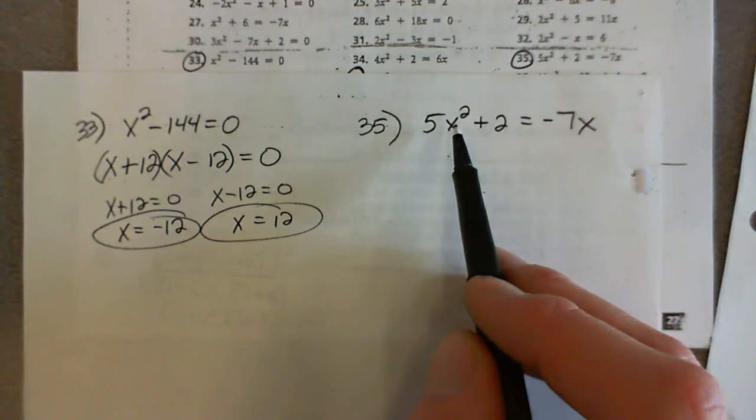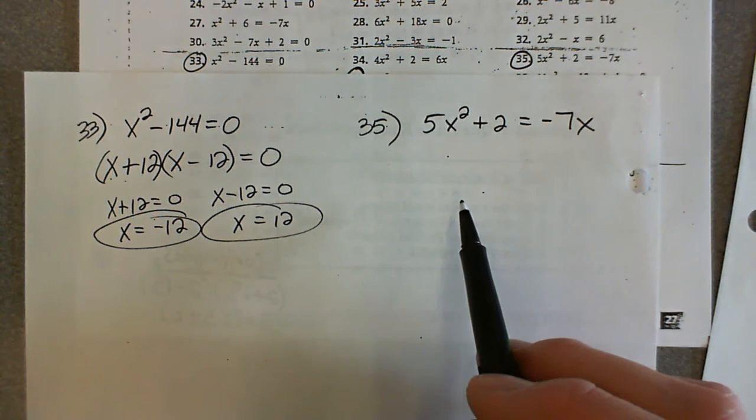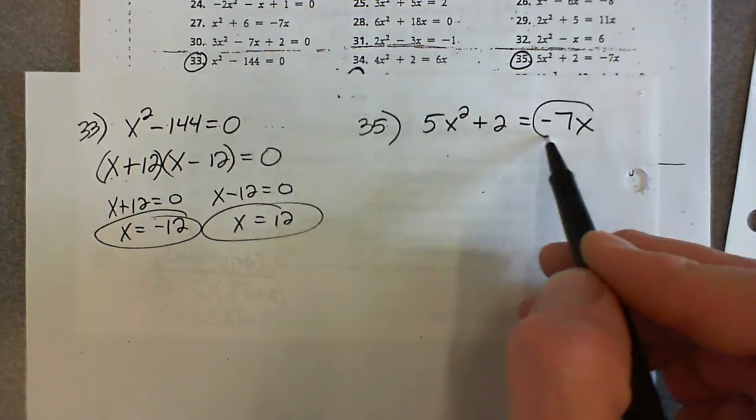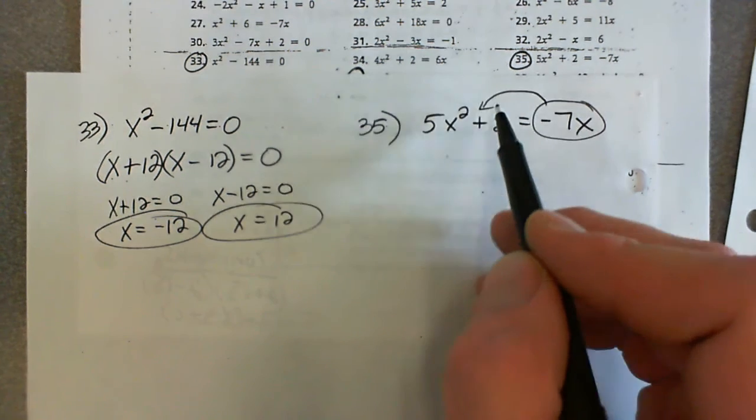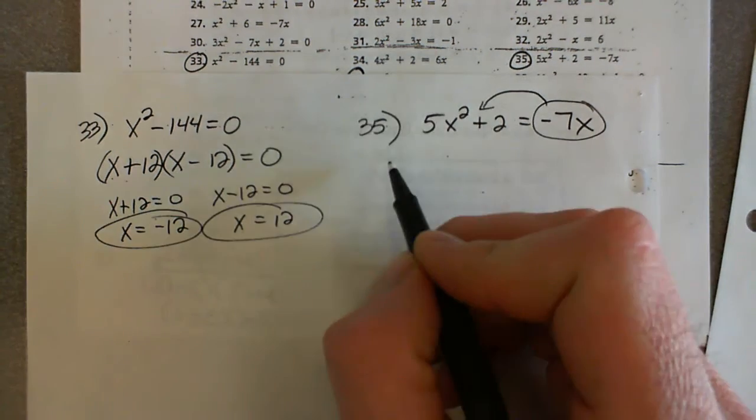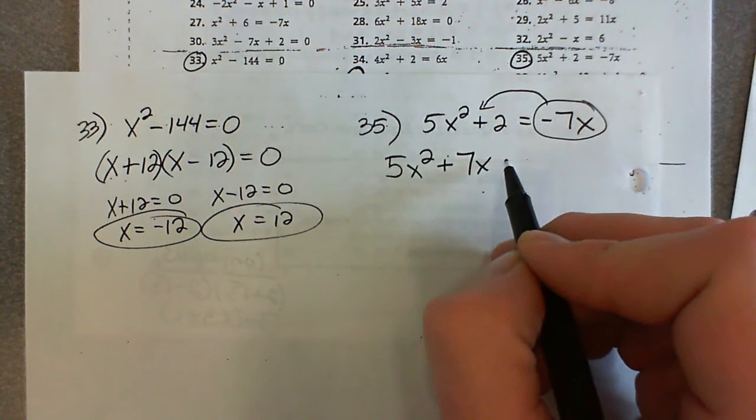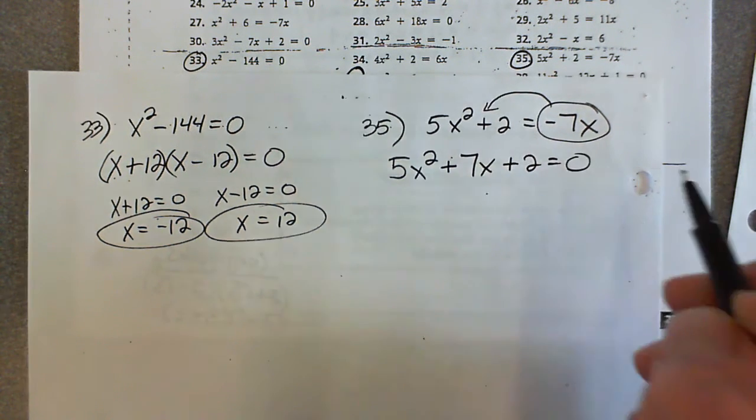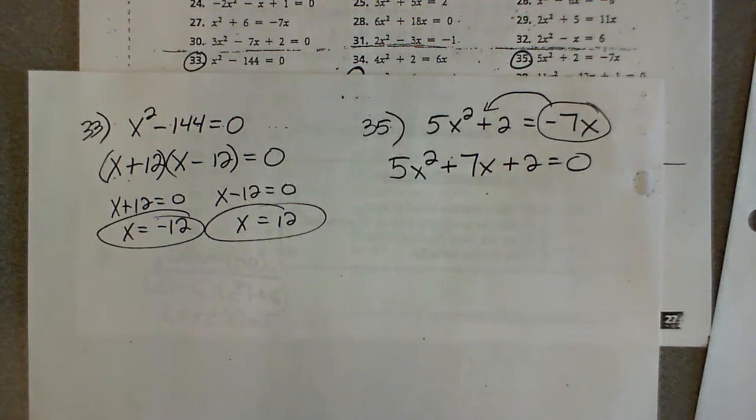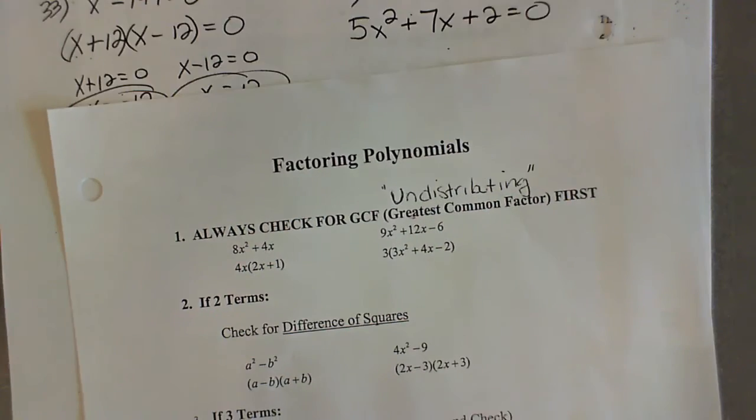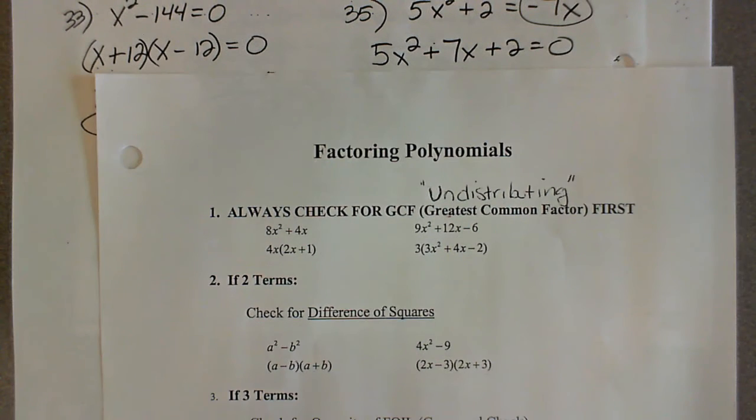Then you need the x squared, then the x term, then the whole number. So this term is going to come to the other side, and it's going to go in between these 2 terms. So you're going to have 5x squared plus 7x plus 2 equals 0. Okay? So now we come to our reference sheet. Okay? So there's our equation, here's our reference sheet.